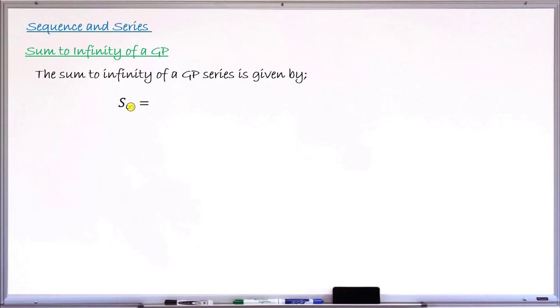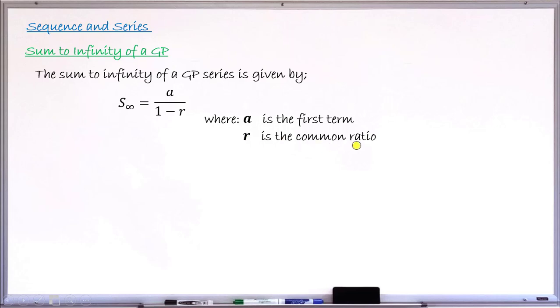So S infinity equals A over 1 minus R. That is A, the first term, divided by 1 minus R, where A is the first term of the GP and R is the common ratio. This is what we now substitute, A and R only, to find the sum to infinity of that GP. We are going to make use of this formula and find the sum to infinity of a GP.